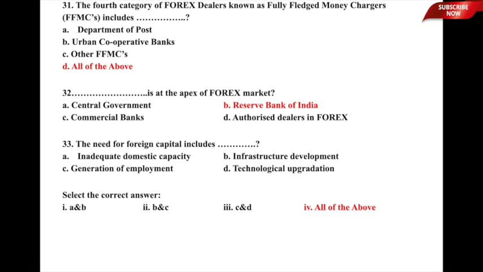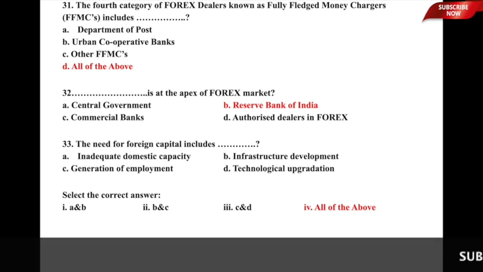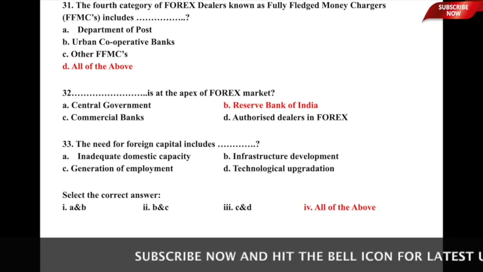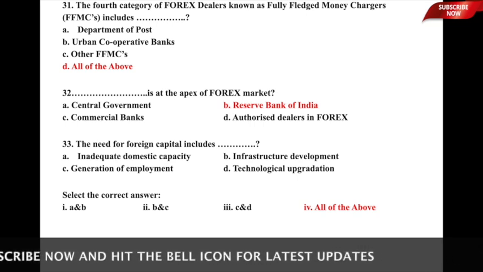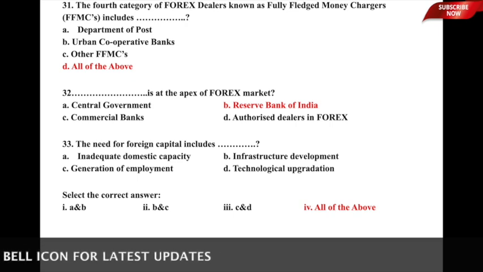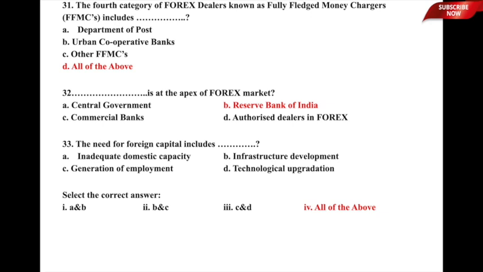First is A and B, that is the need for foreign capital includes inadequate domestic capacity and infrastructure development. The second is B and C, that is infrastructure development and generation of employment. Option 3 is C and D, that is generation of employment and technological upgradation, and option D is all of the above. That means the need for foreign capital includes technological upgradation, generation of employment, infrastructural development, and inadequate domestic capacity. So here again the fourth option, which talks about all of the above, is the correct answer, because for all these below mentioned things we need foreign capital.